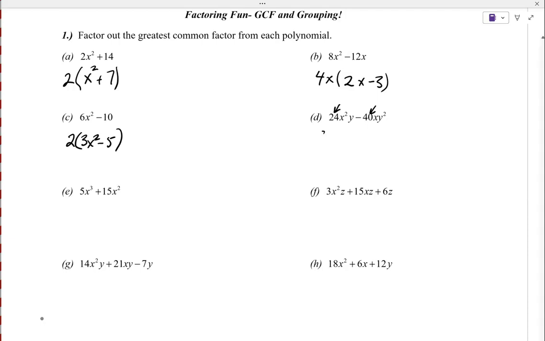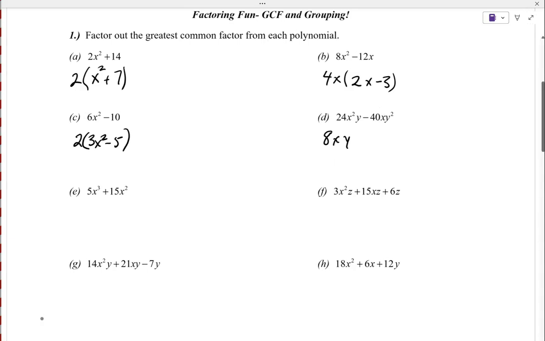Okay. How about the variable pieces? If I look now at just my x's, what can we pull out? An x. Good. Because there's 2 x's here. There's 1 x there. So they have 1 in common, right? So I can pull out 1. And the y's, they pull out a y. Good. Everybody okay with the greatest common factor?